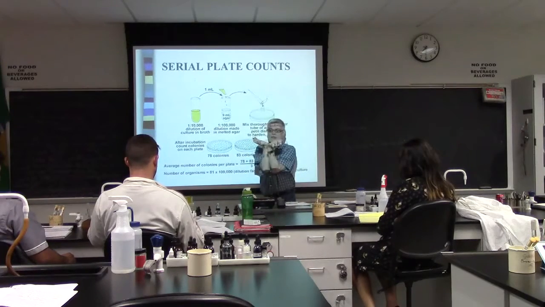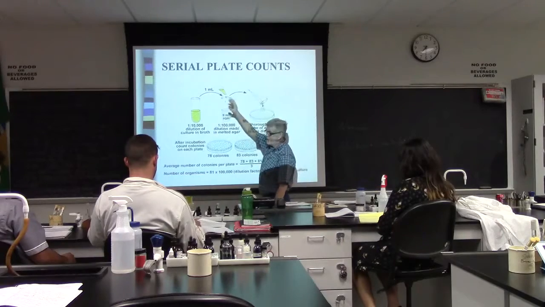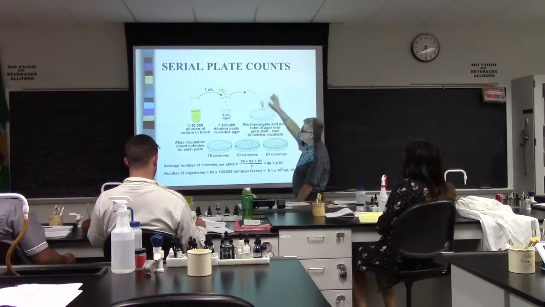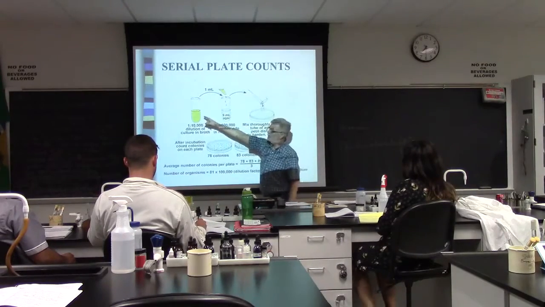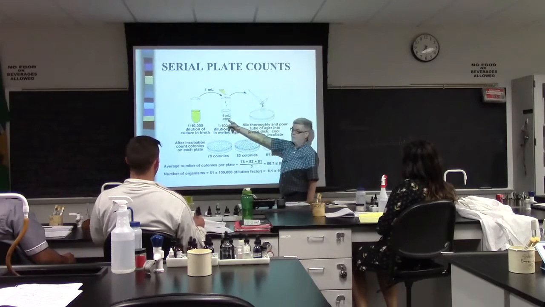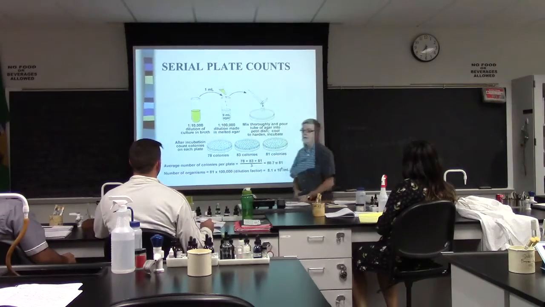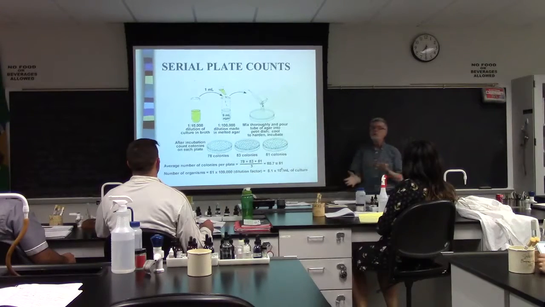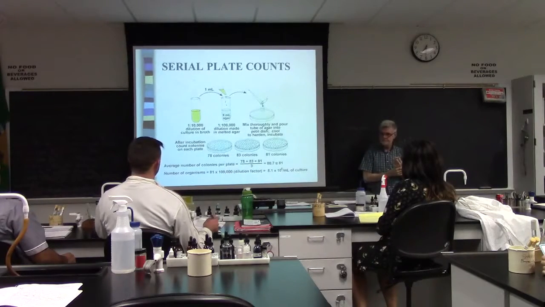Dead cells can split into two and you can count it and make a slightly off count. All right, this is serial plate count. You do your dilution, but the last dilution is in melted agar. Then you pour the plate and you put it in the incubator overnight. And anyone think, what's wrong with this one?